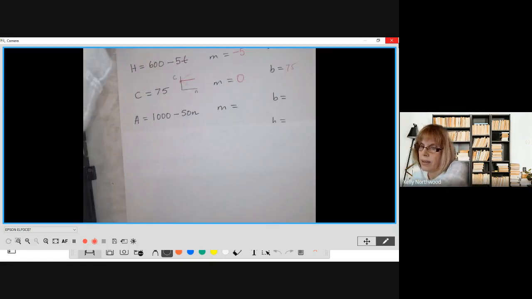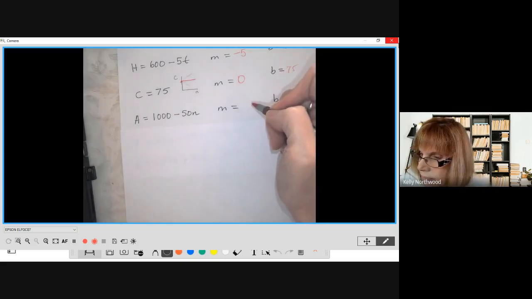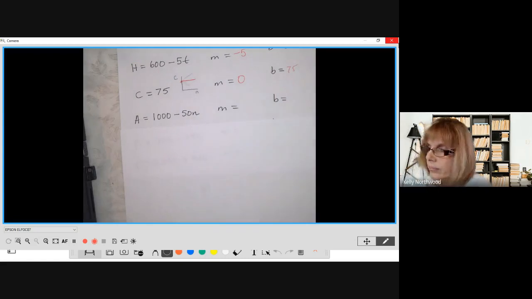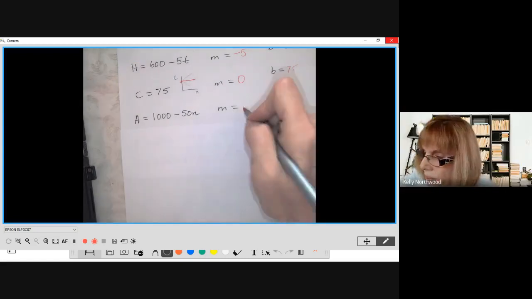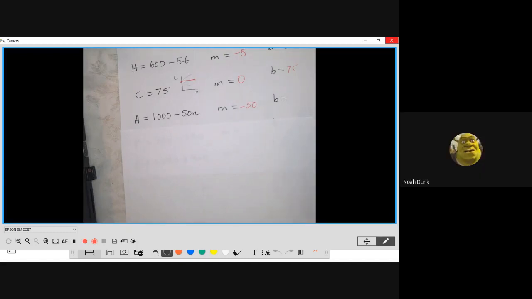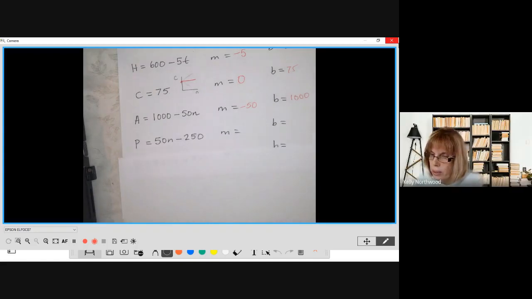It's awesome. Okay, A equals 1,000 minus 50N. What is our rate of change, or M? Negative, sorry, 50. Negative 50, good. And our initial value, B? 1,000. Yep. 2 more to go.